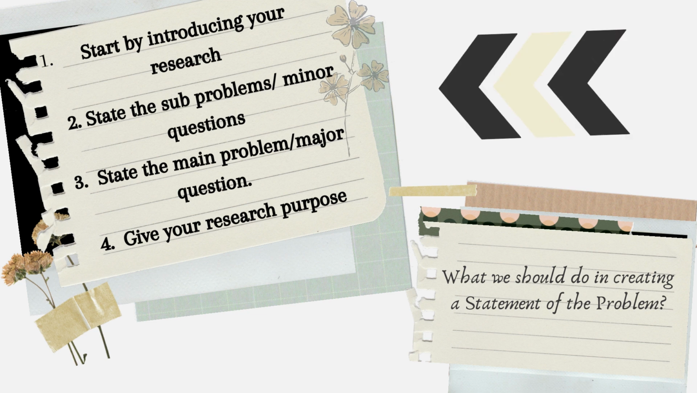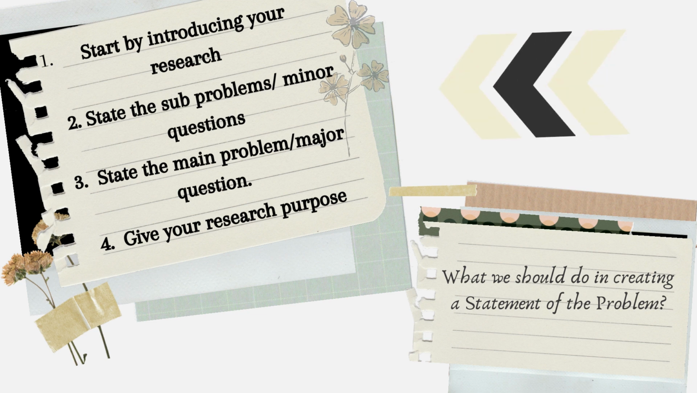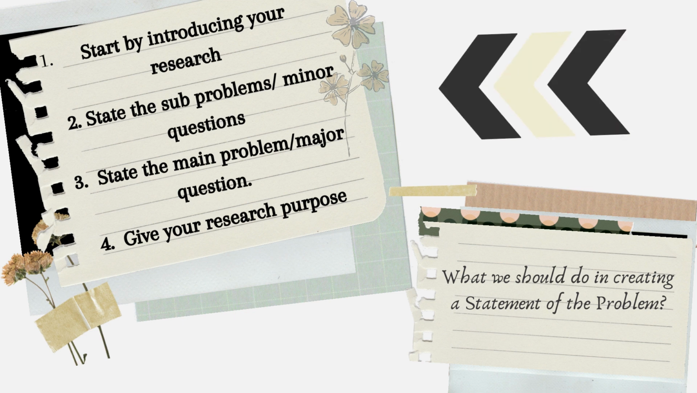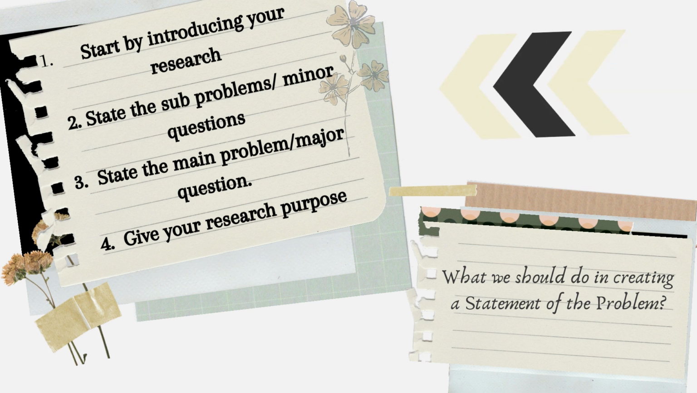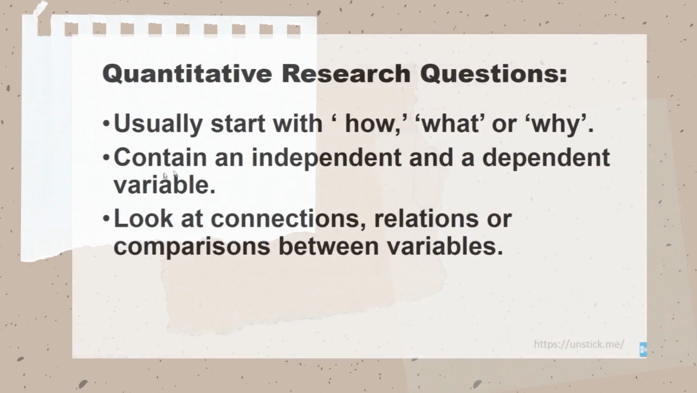And lastly, you have to give your research purpose. Okay, it is the last part of the statement of the problem, the research purpose. It is also based on your research title and the type of your research. Okay, so those are the parts or steps on making a statement of the problem.